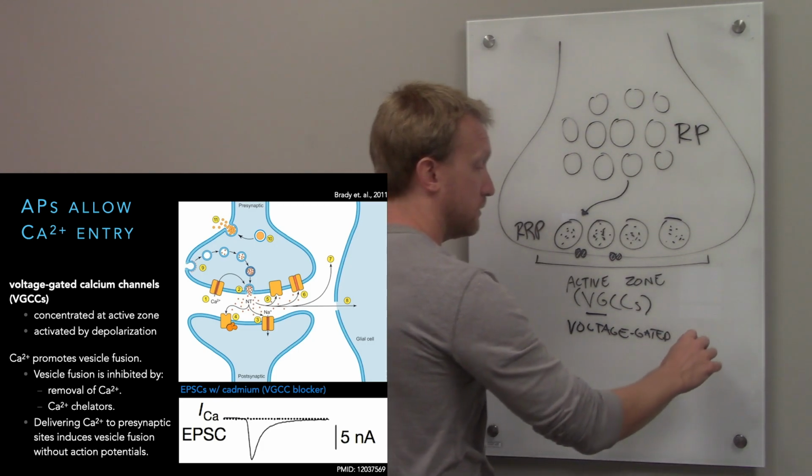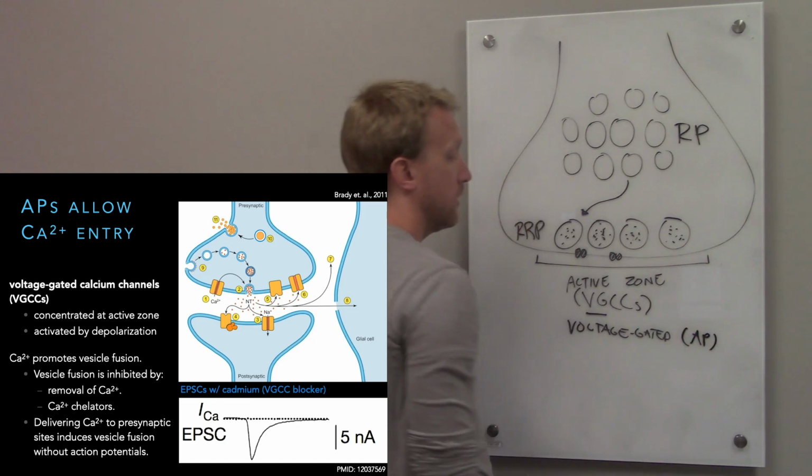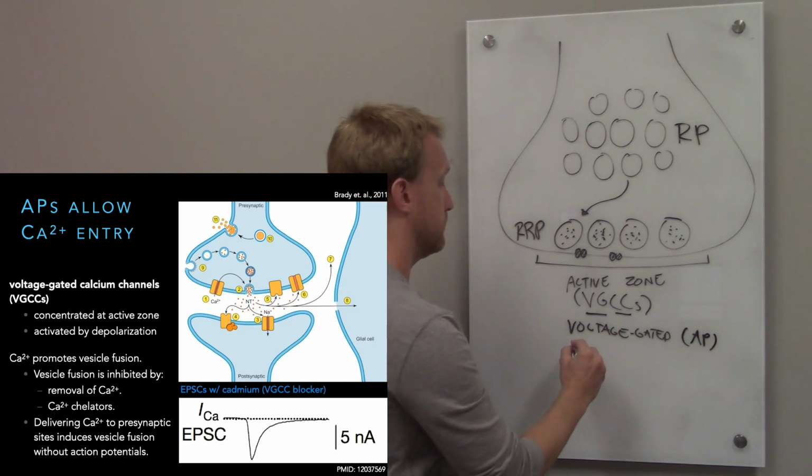So what turns them on? The action potential. What do they move? Calcium.